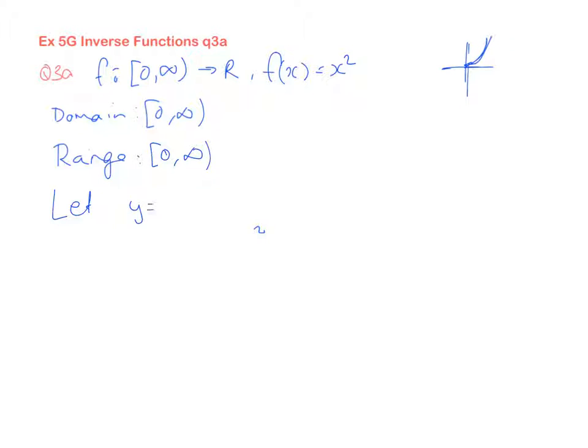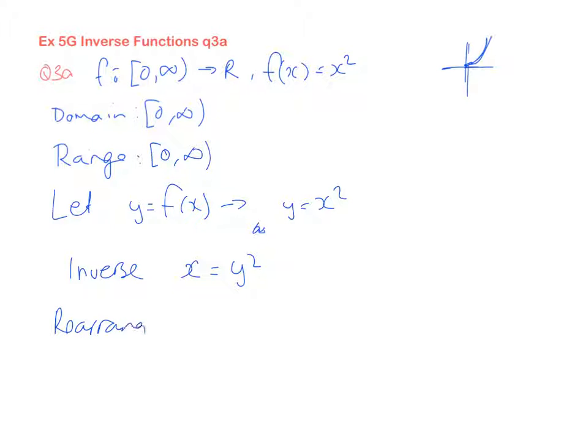Let y equal f of x, so then we get y equals x squared. So now we get our inverse, and we swap them over, so we get x equals y squared. So now we've got to rearrange that. I want to get the y by itself, and the opposite to a square is a square root. Square root of x equals y.